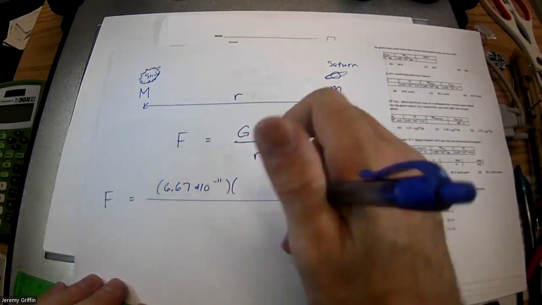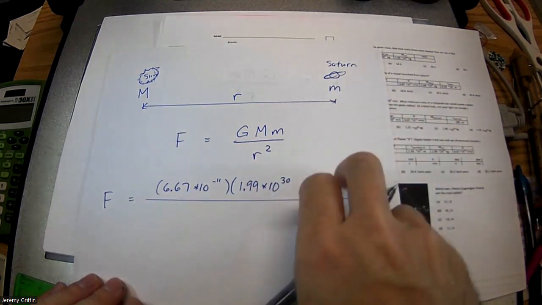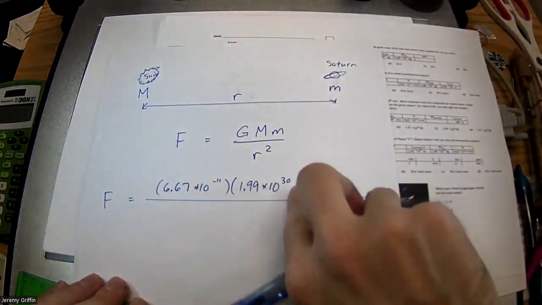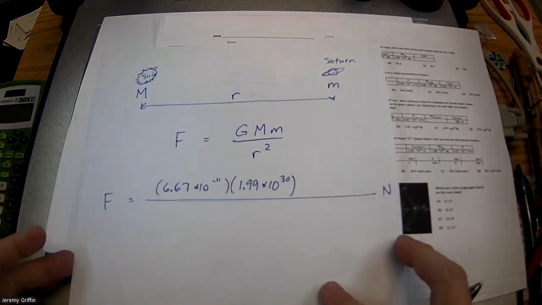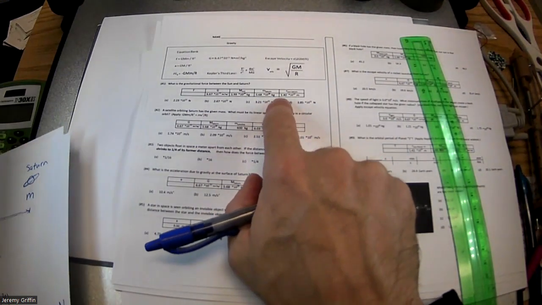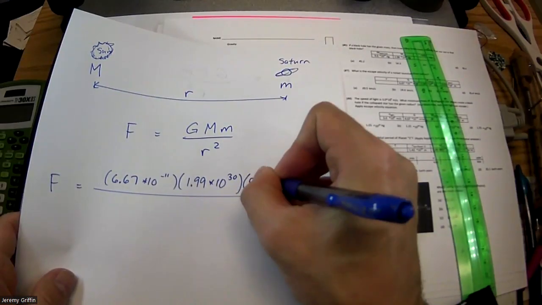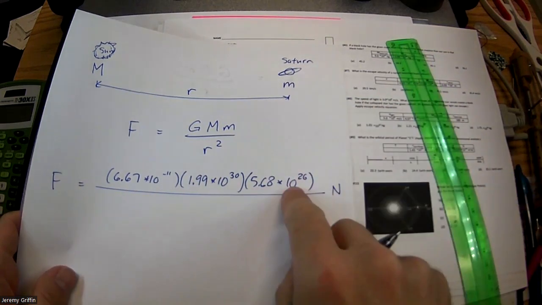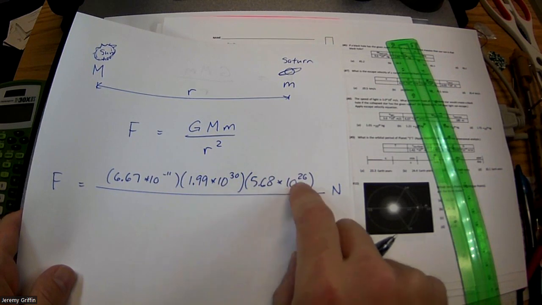The mass of the Sun is 1.99 times 10 to the 30 kilograms. Here's 1 kilogram, so the Sun is about 10 to the 30 of those. Of course, I took care of the units already. Now the mass of Saturn. This one I have to look up. On the page it says 5.68 times 10 to the 26 kilograms. You might remember for Earth it's like 5.97 times 10 to the 24.